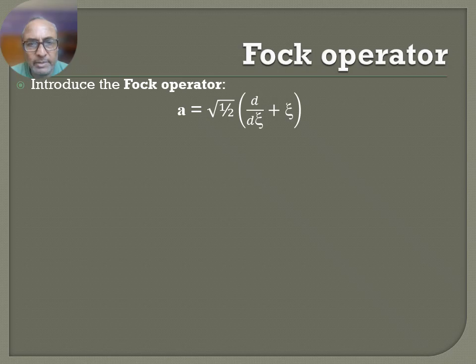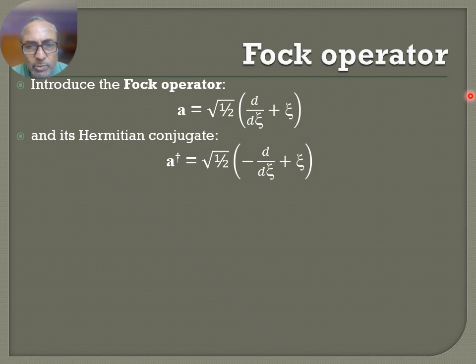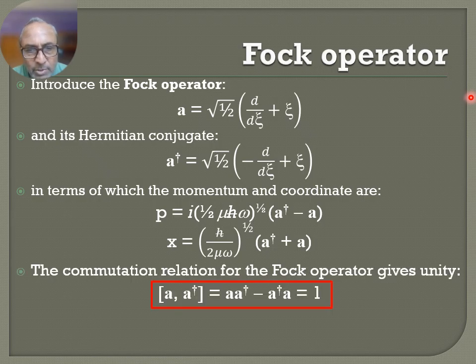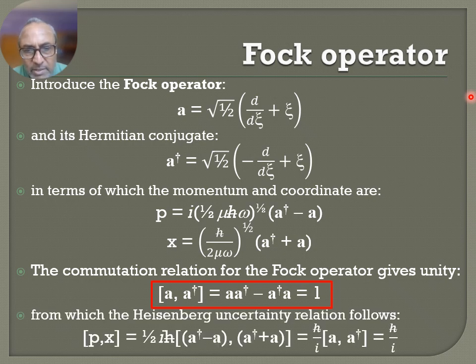We now introduce the Fock operator A equals square root of half times d/dξ plus ξ, and its Hermitian conjugate A dagger equals square root of half times minus d/dξ plus ξ, in terms of which the momentum turns out as P equals I times square root of mu h cross omega times A dagger minus A, and the coordinate as x equals square root of h cross by 2 mu omega times A dagger plus A. The commutation relation for the Fock operator and its Hermitian conjugate then gives commutator of A and A dagger equal to 1, from which the Heisenberg relation follows that the commutator of P and X is equal to h cross by I times the commutator of A and A dagger, which is equal to h cross by I.